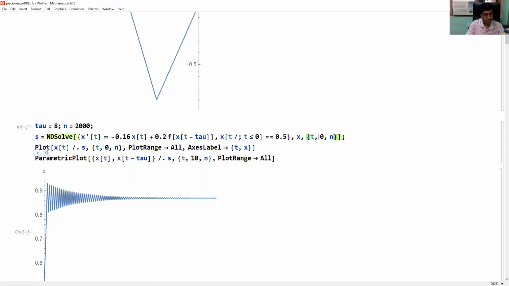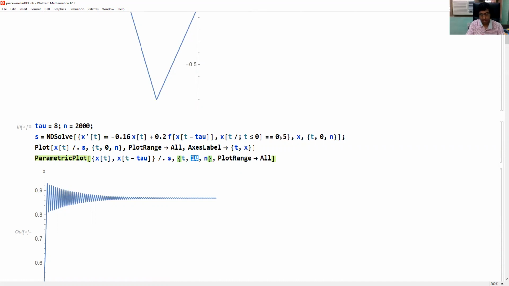So the first thing is the time series: plot x of t from s, t between 0 and 9, plot range all as usual, axis labels t and x. Then the parametric plot, where we are trying to sketch the parametric curve x of t and x of t minus tau. When the system is chaotic, this will produce a chaotic attractor. We are removing some initial values, called transients. It will provide a better sketch of a periodic limit cycle and chaotic attractor. So it is always better to remove initial iterations.